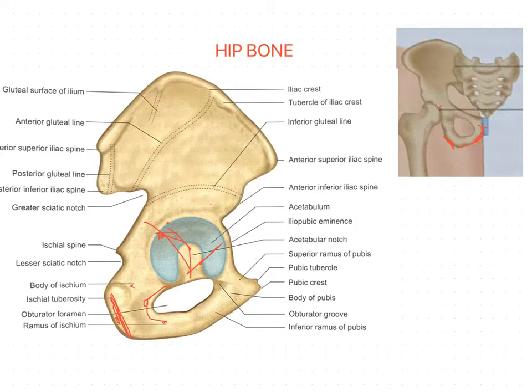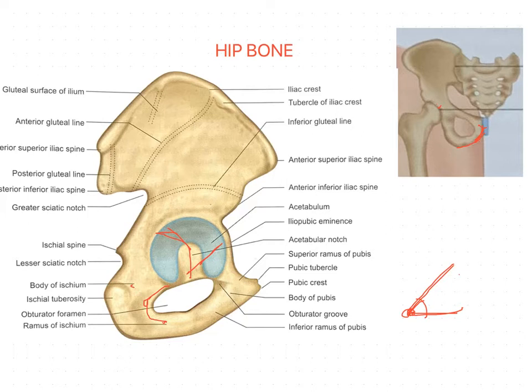So this ischial tuberosity, that means the lower end, gives off the ramus of the ischium, which forms an acute angle with the body. This is the body, and it gives a branch like this, and it forms an acute angle here with the body. For example, this is the body, and here this is the lower end, and it gives a ramus. So because of this ramus, it forms an acute angle with the body.